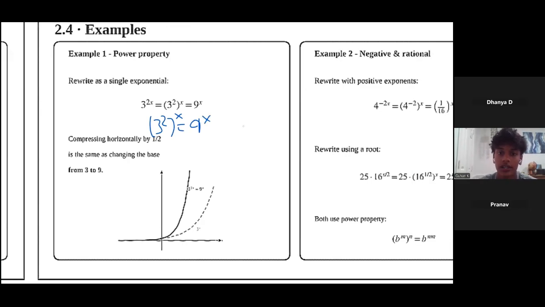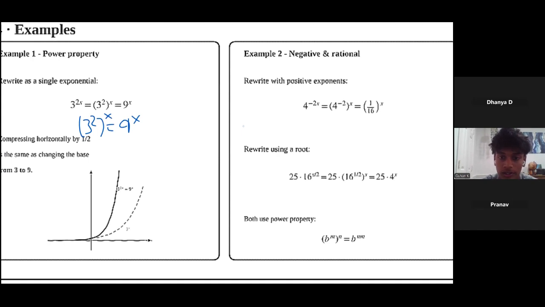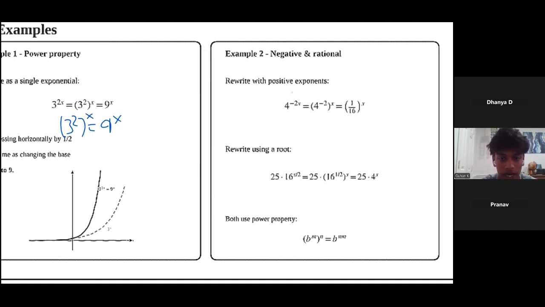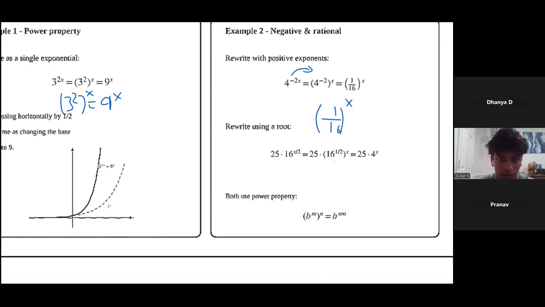Next, negative and rational. So again, 4 to the -2x, it's the same thing. We put the actual number inside the parentheses, so 4 to the -2 to the x, and it becomes 1 over 16 to the power of x. All right. And then at the bottom here, we have one more, 25 times 16 to the x over 2.